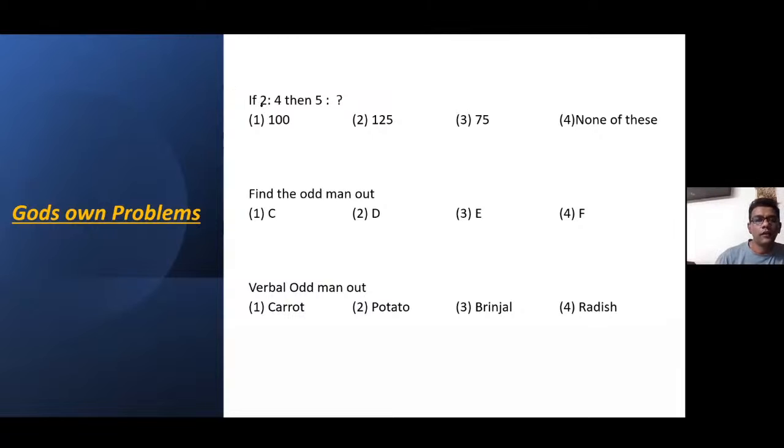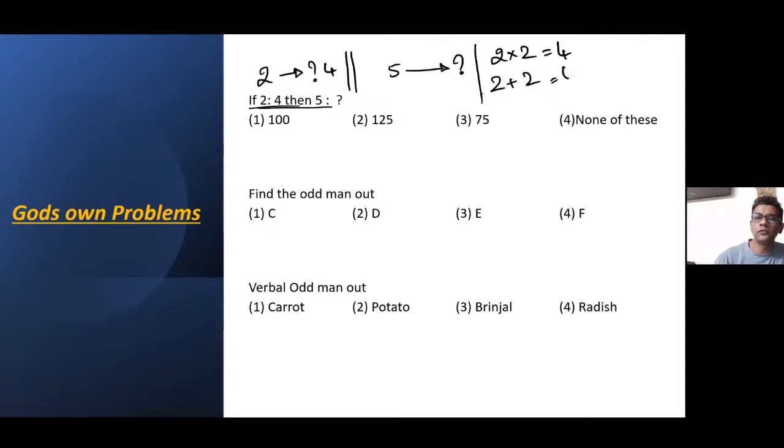Now, if 2 is 4, then 5 is what? What does this question mean? It means that by using 2, how can I get 4? And in a similar pattern, by using 5, what can I get? So usually what we do, we look into various possibilities of getting 4 by using 2. So 2 into 2 is 4. 2 plus 2 is 4. 2 square is 4. Now, what are the other possibilities with respect to 5? 5 into 2 is 10. 5 plus 2 is 7. And 5 square is 25.